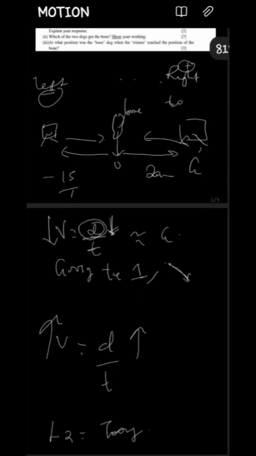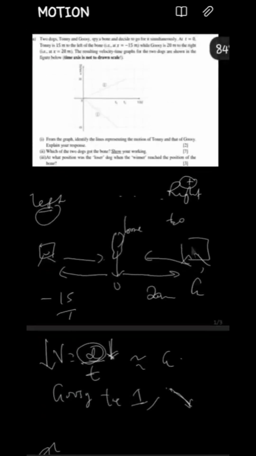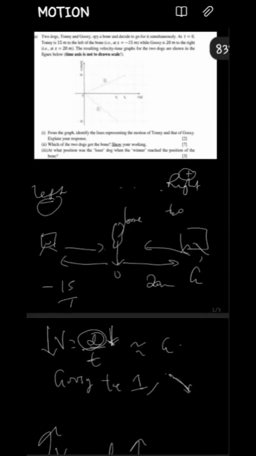So for Tony, v is equal to distance over t. He will be increasing his displacement, and so will his velocity, which means his velocity will be increasing, and that is why line 2 would denote Tony. And that is your explanation. Given Tony is moving from the negative to a positive direction, his velocity will be increasing, and Goosey will be moving from a positive direction to a negative direction, so his velocity will be decreasing.